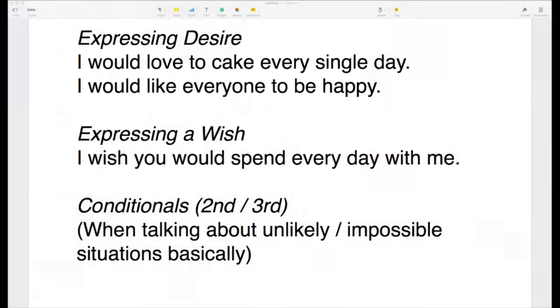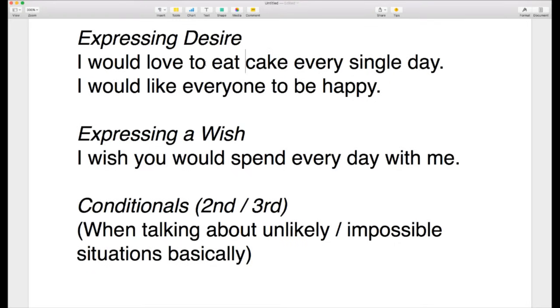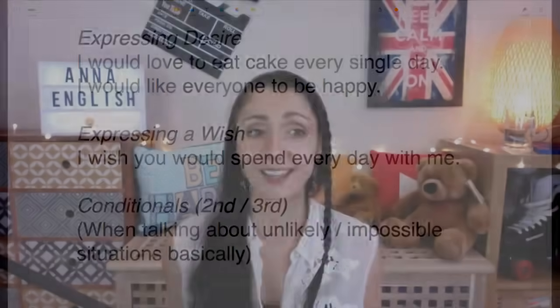Okay, so the next one is what we can use would when we're expressing desire. This is an easy one. So you could say, I would love to eat cake every single day. I love cake. Do you love cake? What would you love to do every single day?